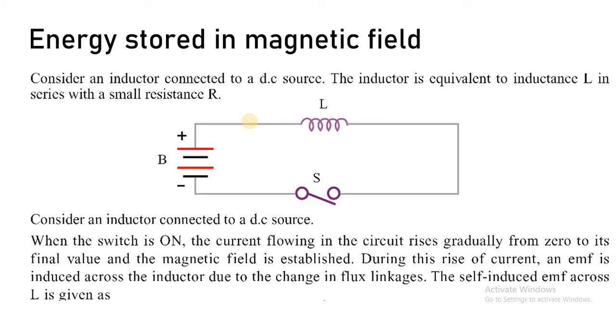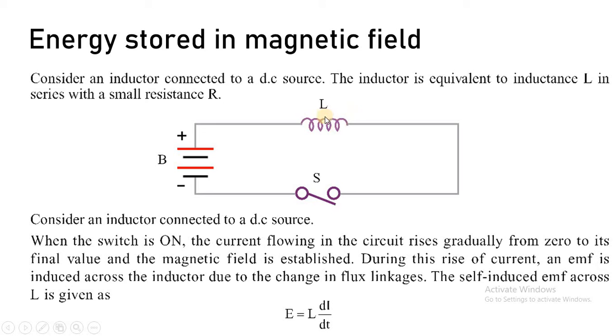Yes, ma'am. So the same logic we are going to apply over here. Because of the rise in current, or because of the change in current, an EMF is induced across the inductor due to change in flux linkages, and this self-induced EMF across L will be given by E is equal to L di by dt.